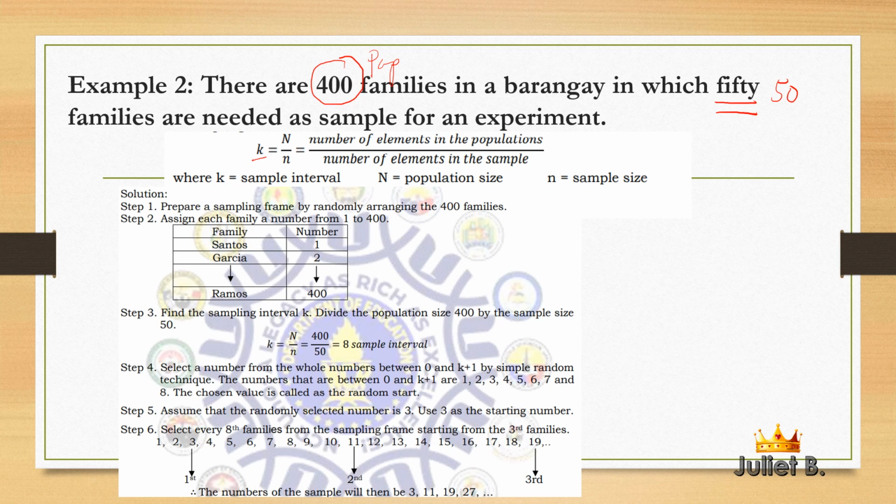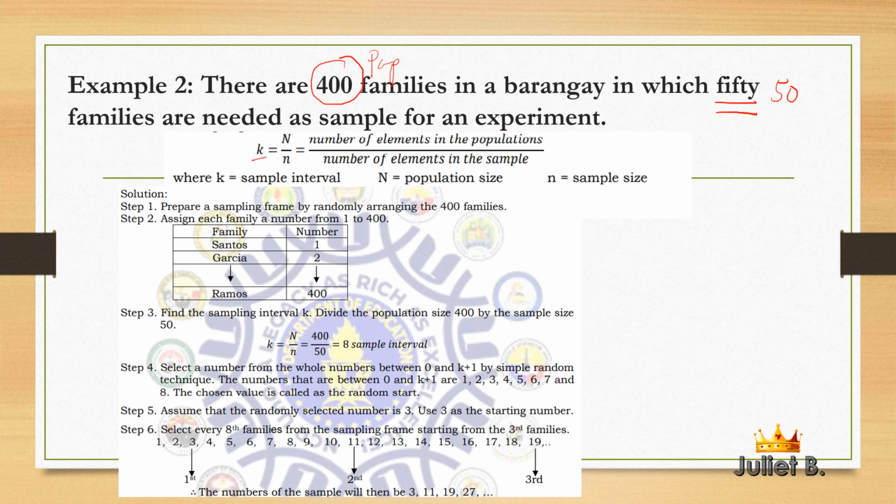Solution. Number 1, prepare a sampling frame by randomly arranging the 400 families. So, i-arrange mo muna sila. 400 families yan. So, yung number 1, Santos family. Number 2, Garcia family. Hanggang sa ika-400, Ramos family.